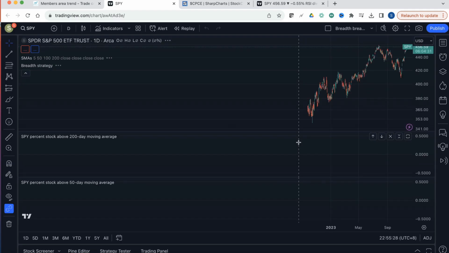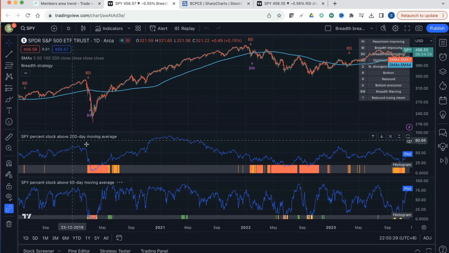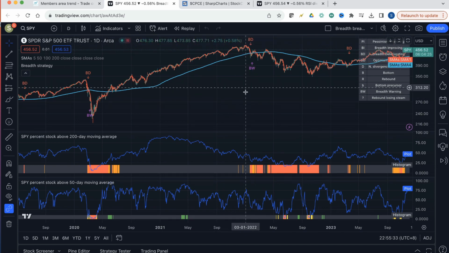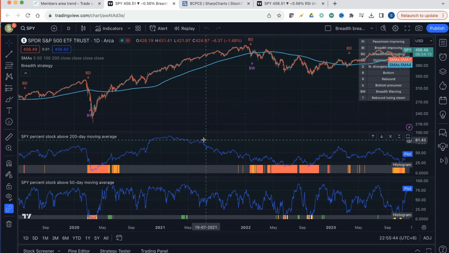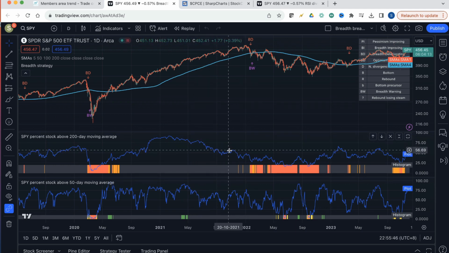Now lastly, let's look at the signal breadth deterioration, which looks at the percentage of stocks above the 200-day moving average of the S&P 500. Every top before a bear market materializes will be accompanied by a decline of this value as more and more stocks in the market drop below their 200-day moving average. For example, in the second half of 2021, when the bull market was still in full force, the percentage of stocks above the 200-day SMA was actually continuously declining. A clear warning signal to be extra cautious.